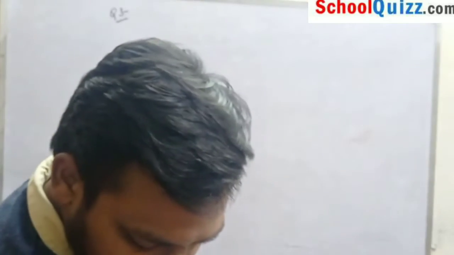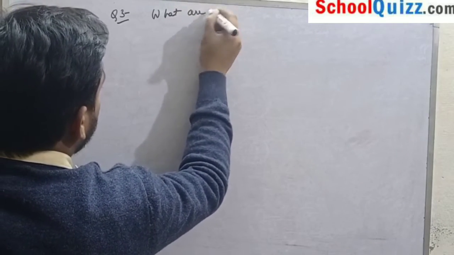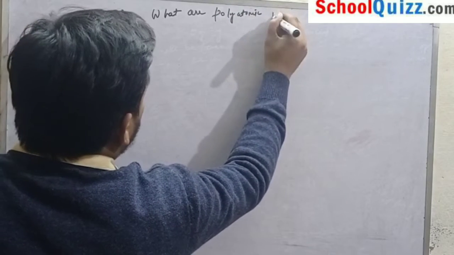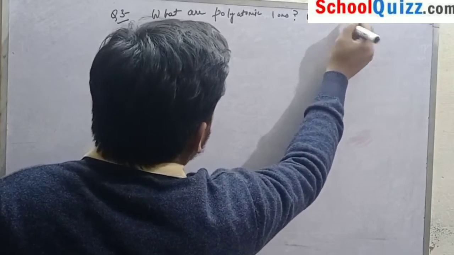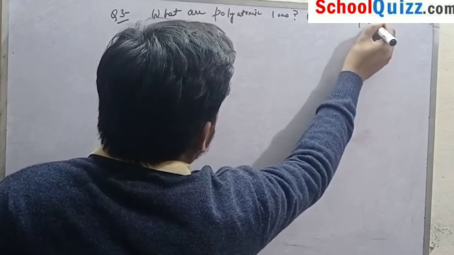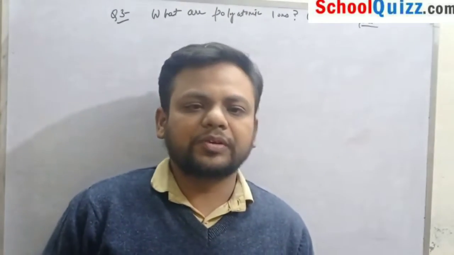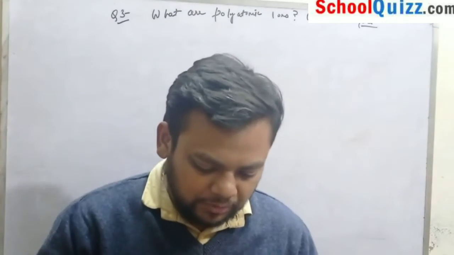Question number 3 is, what are polyatomic ions? Give examples. This question is important. Sometimes it comes in the paper as a 1 mark question. Okay, so what are polyatomic ions?